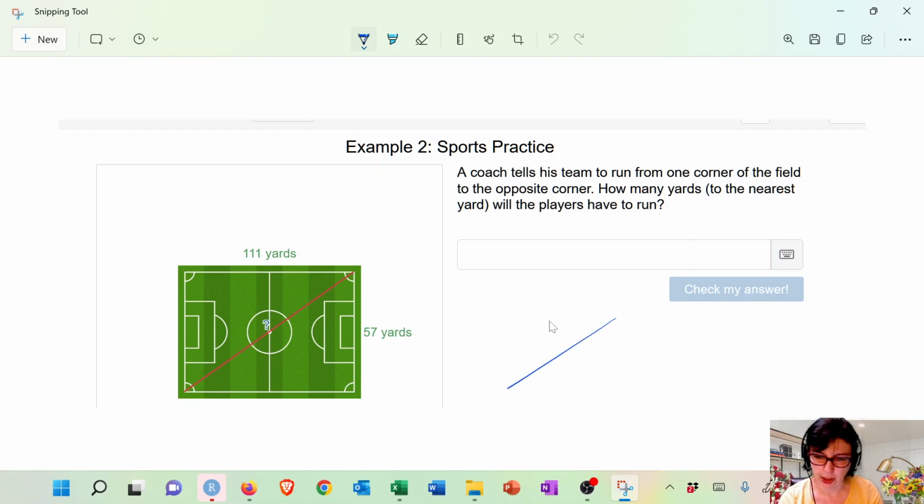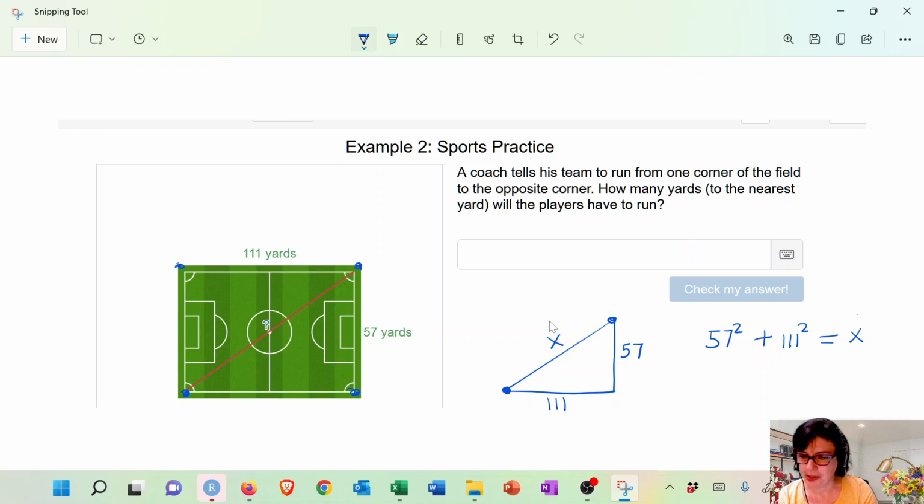So let's draw a triangle here. He wants them to run from corner to corner. So we do not know that long side. But we know that this side is 111, because from here to here it's the same as from here to here. That's 111. And we know that the other side is 57. So we're trying to solve for that diagonal. So again, write down the Pythagorean theorem: short side squared plus another short side squared equals long side squared.